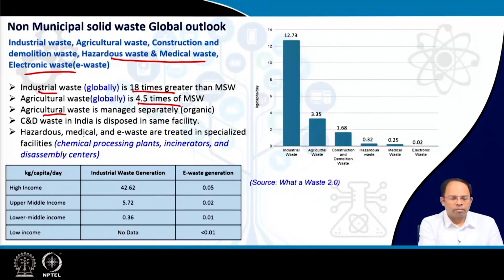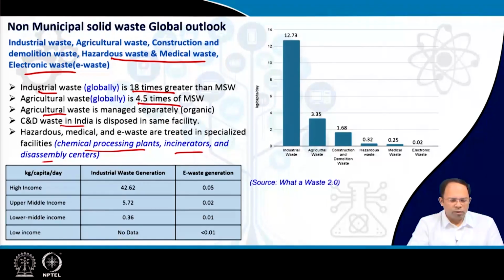Then C&D waste. In India at least, we don't have a separate system for handling it, even though some new setups are coming up, where some factories can do further processing on C&D waste for reuse. But in most cases, C&D waste goes into the same landfill as normal municipal landfills. So during the estimation of the size of a landfill, we have to consider both kinds of waste. Then, hazardous, medical and e-waste are treated in specialized facilities such as chemical processing plants, incinerators, and disassembly centers.